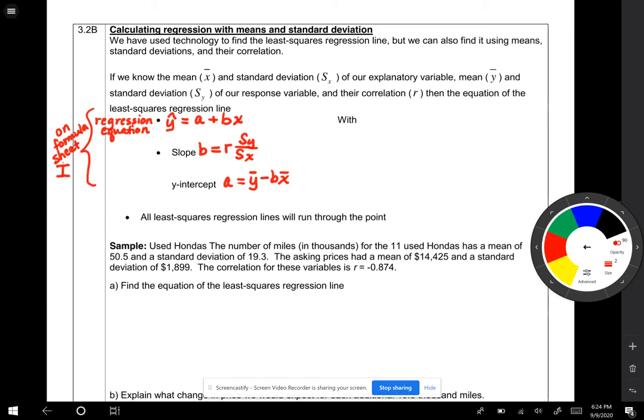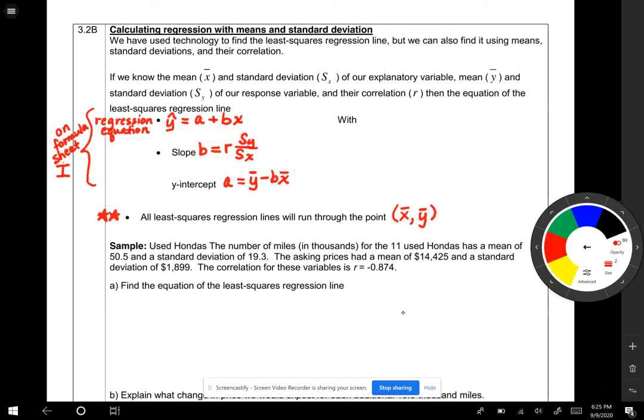And just to let you know, this next little information is super important. It's on the multiple choice exams a lot of times. All least squares regression lines will run through the point x bar, y bar. These are the means.